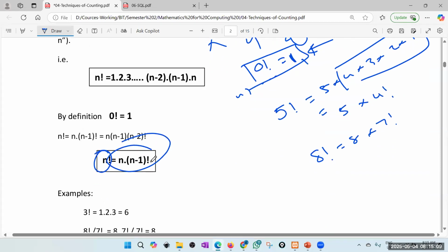Actually, that is why we can write this in a recursive manner, right? Write a program recursively, because factorial n is n into factorial n minus 1. Remember we discussed this in programming?